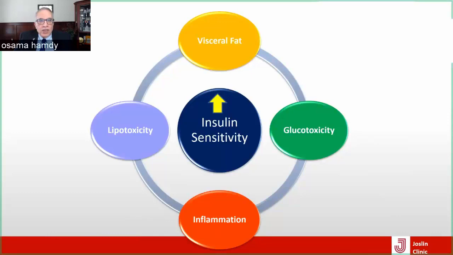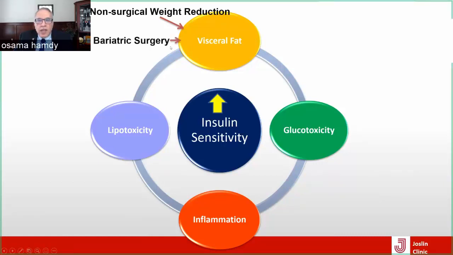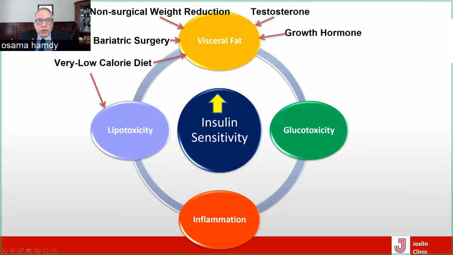So to finalize all of this, let us look at the 4 components here of insulin resistance: visceral fat, lipotoxicity, inflammation, and glucose toxicity. Non-surgical weight reduction reduces visceral fat. Exercise also reduces visceral fat. Bariatric surgery reduces visceral fat and intrahepatic fat. A very low calorie diet decreases lipotoxicity and also reduces visceral fat. If you give testosterone to people with low testosterone, or growth hormone, which is not used in practice, visceral fat also responds, and visceral fat goes down with testosterone treatment.